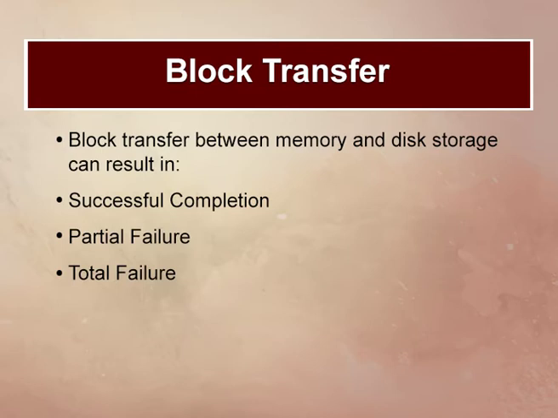There may be three kinds of things happening. Whenever the data block is transferring between the disk storage and the main memory, one of three things may happen with respect to the transaction: successful completion of the transaction, a partial failure, or a total failure of the transaction. A successful transaction is well and okay.